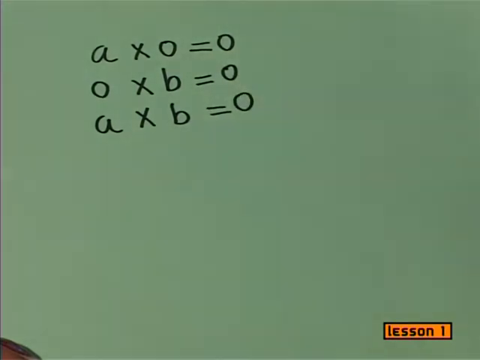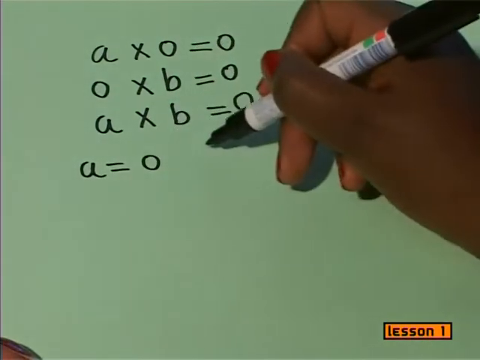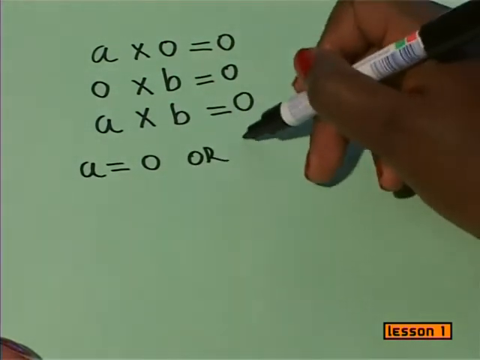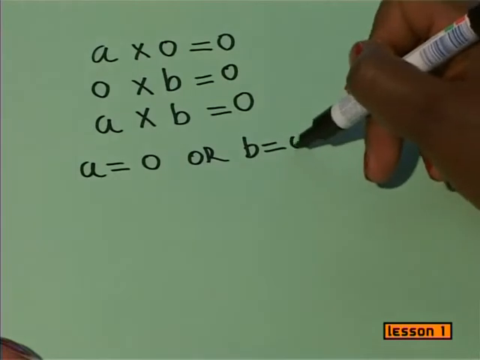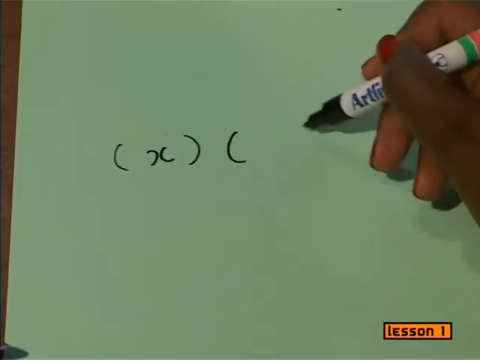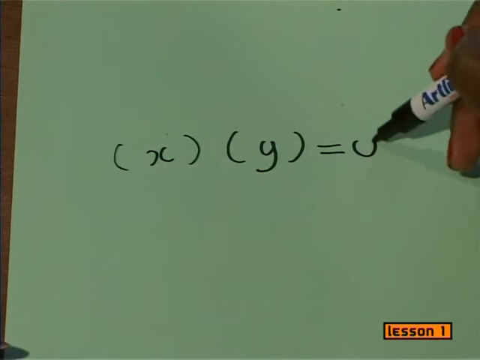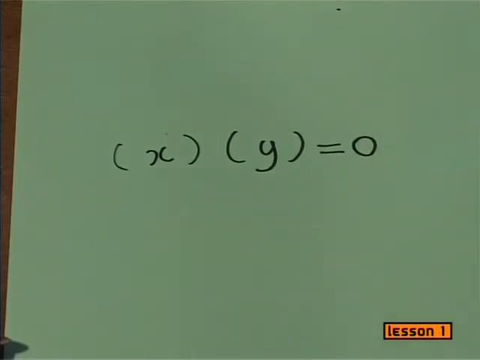values of a and b? Well, one of them will have to be equal to 0. So either a must equal 0 or b must equal 0. Right. If we extend that logic further, we could say that if we had any two factors multiplied together and equal to 0, either one of those factors could be equal to 0.